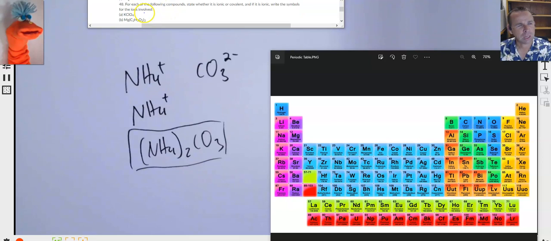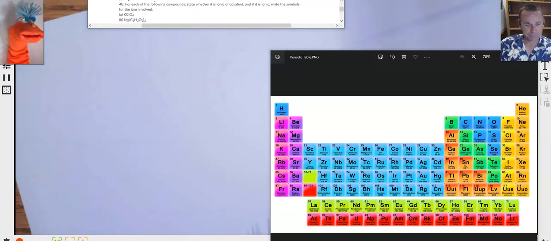If it's ionic, write the symbols for the ions involved. So same thing, ionic or covalent. It's a good game, right? It's not bad. And then we're going to identify the ions that are involved if it is ionic. Okay? So let's take a look here.